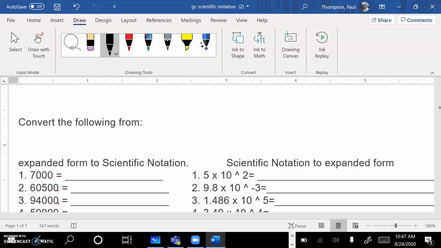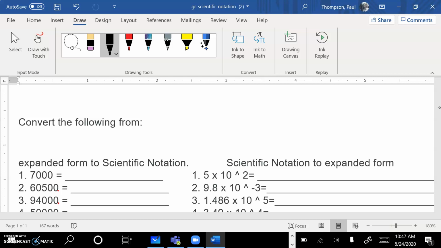We are going to go over the scientific notation assignment that y'all had. Now, scientific notation, I know just by saying that word, a lot of y'all get confused or frustrated, and I understand that. So we're going to get through this as easily as possible so you won't get frustrated.